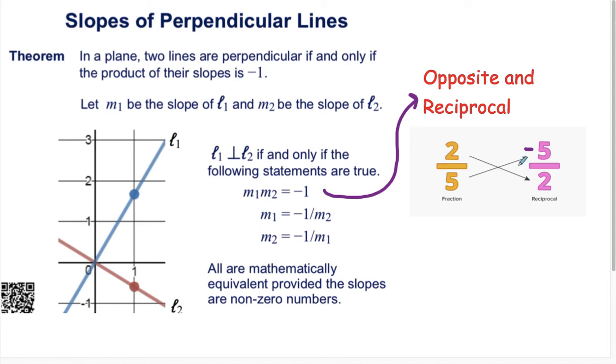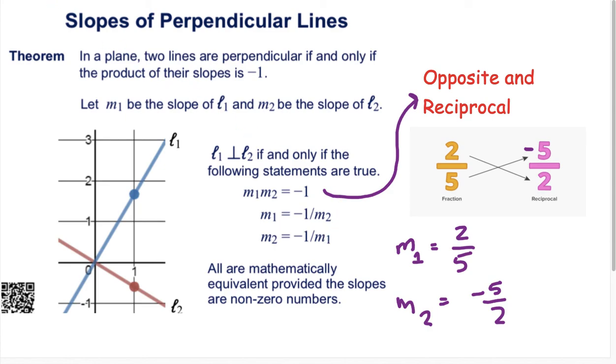So let's say, for example, you had two lines that are perpendicular. Using this example, if the slope of the first line is 2/5, then in order for the first line to be perpendicular to the second line, the slope of the second line has to be -5/2. Opposite and reciprocal. By the time you multiply these two together, you will get -1. Okay? So remember, opposite and reciprocal.